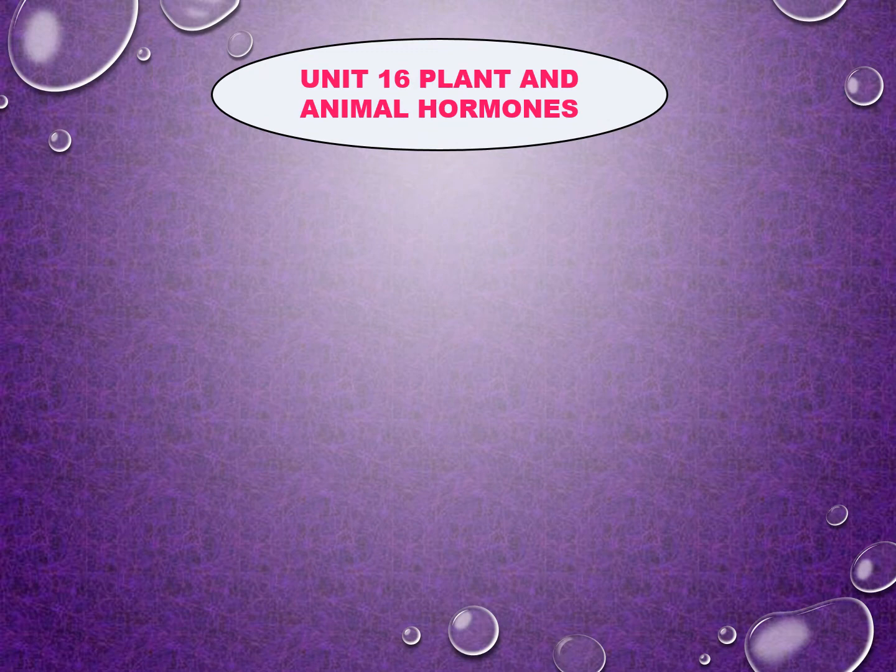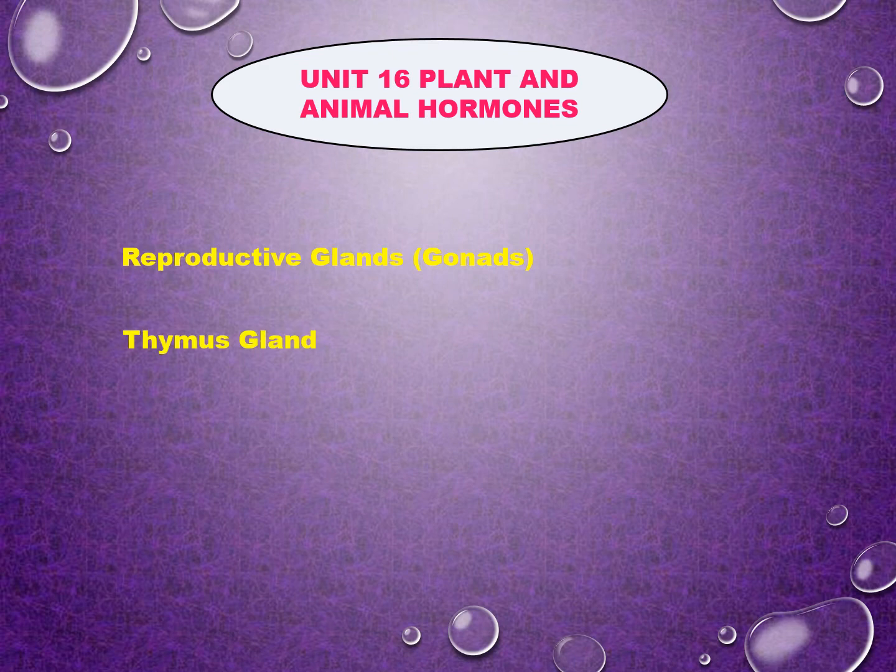In this video we are going to see Unit 16, Plant and Animal Hormones, in the reproductive glands and thymus glands. In the last video of the same unit, we saw the adrenal gland. This video we are going to see the reproductive glands and thymus glands. Let's see one by one in detail.